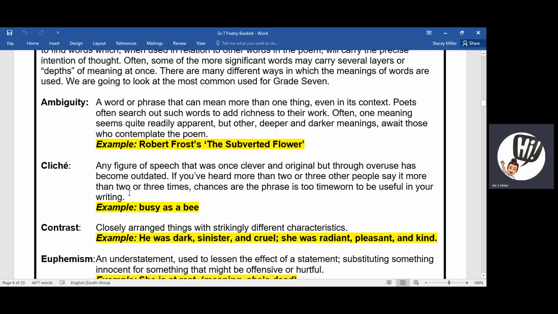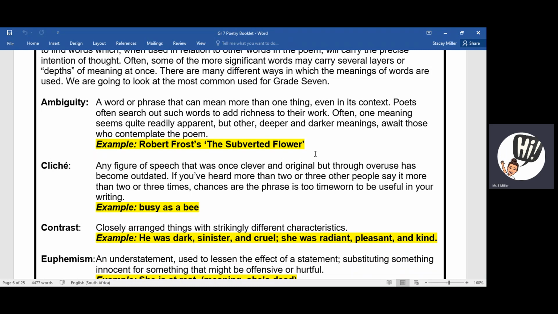All right, let's highlight the first word there, ambiguity. It's such a lovely, lovely word. So what it means is a word or a phrase that can mean more than one thing. Highlight more than one thing. Even in its context, poets often search out such words to add richness to their work. Often one meaning seems quite readily apparent. So that's the one where you read the word and you understand automatically what it means. But the other deeper and darker meaning awaits those who contemplate the poem.